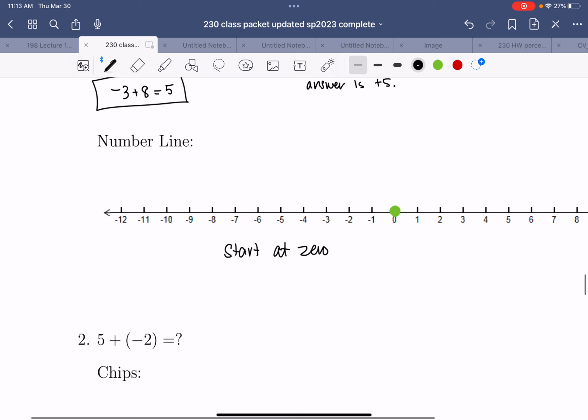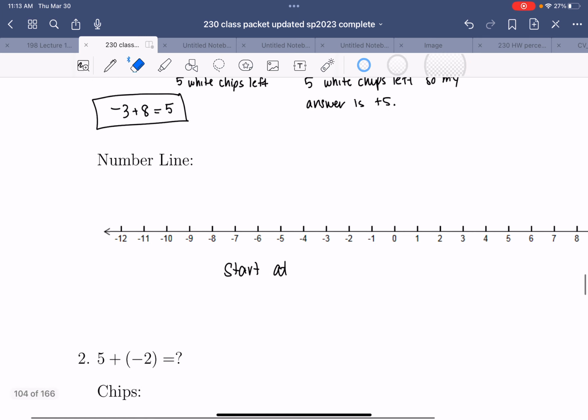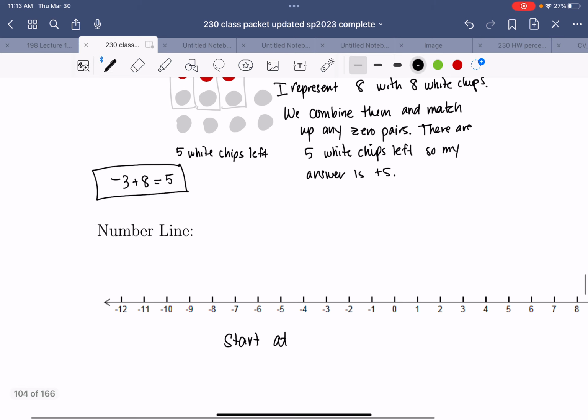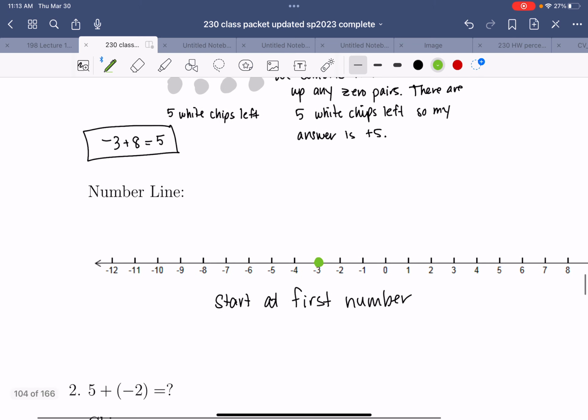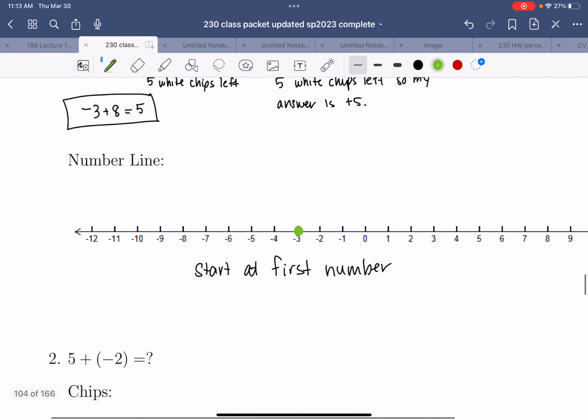Actually, I'm not. Sorry, I lied. Let's fix that. We're not going to do that. Where are we going to start? We're going to start at the first number. So that means we're starting at -3. And we need to add positive 8.